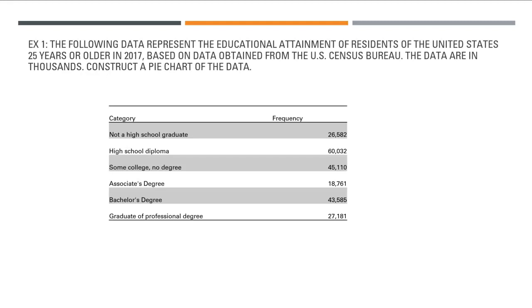So the following data represent the educational attainment of residents of the United States 25 years or older in 2017 based on data obtained from the U.S. Census Bureau. The data are in thousands. Construct a pie chart of the data. So this is 26,582, 60,032, 45,110, and so forth.